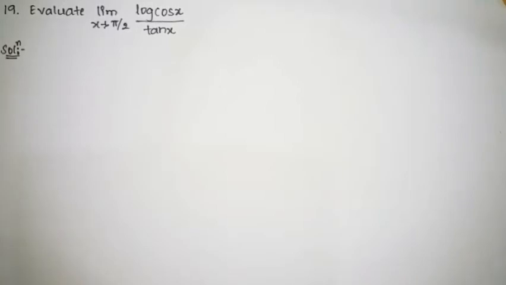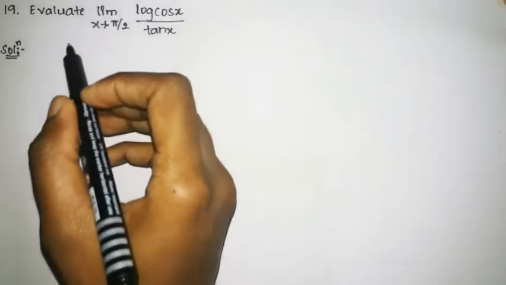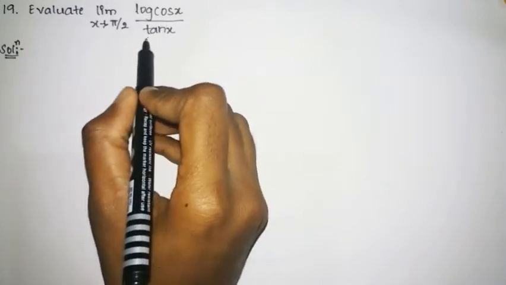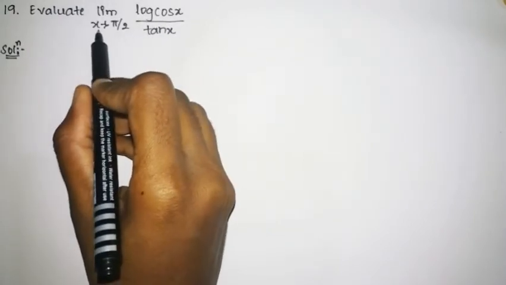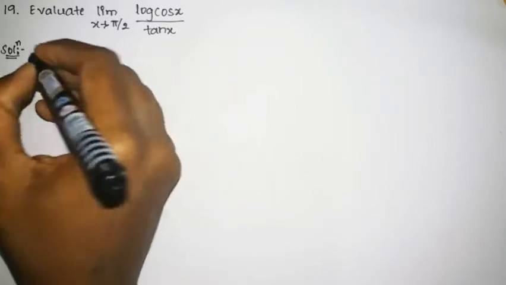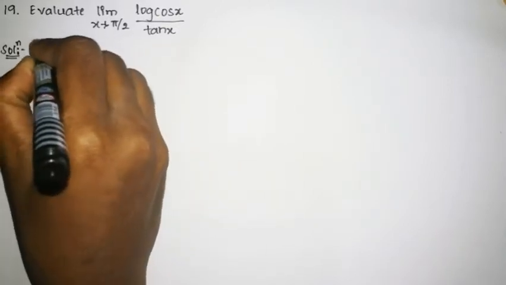Today we shall discuss the next problem using limits. Evaluate the limit as x tends to pi by 2 of log of cos x, whole divided by tan x. So here we shall see with the limit as x tends to pi by 2, that is x tends to 90 degree. So first we shall write the given.